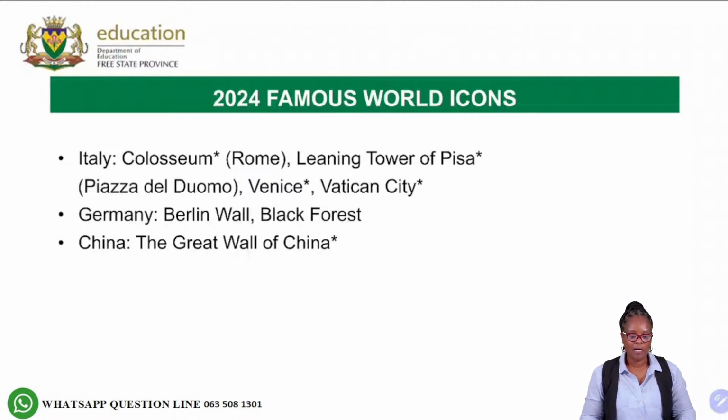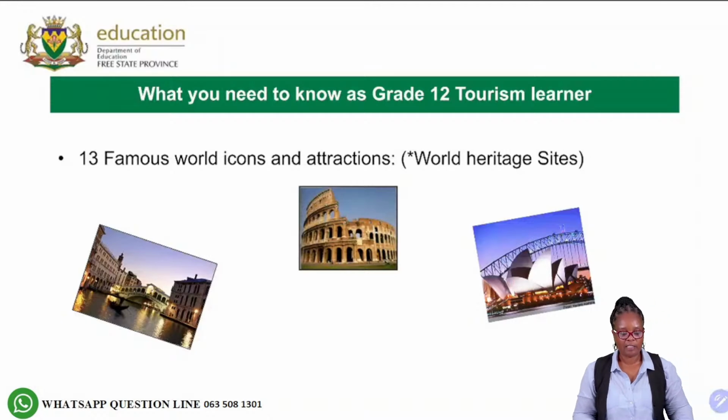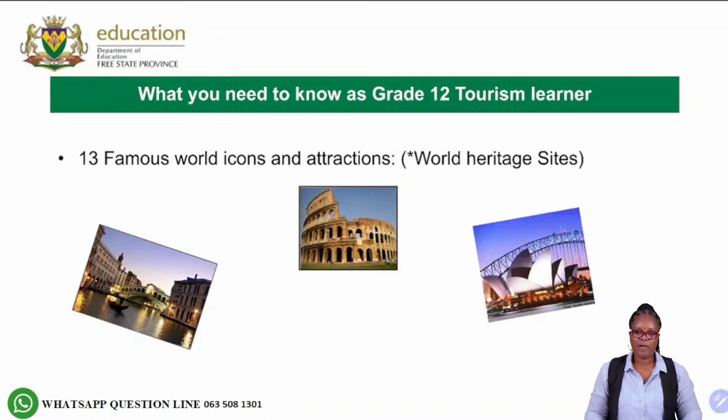Germany, you'll be doing the Berlin Wall and the Black Forest. China, you'll be doing the Great Wall of China. This last part will be the ones that we'll be doing today. There are 13, and you cannot do all 13 in a day because we want you to understand them and know them for the future. There are only 13 world famous icons that you need to learn for 2024. You don't do any other ones.